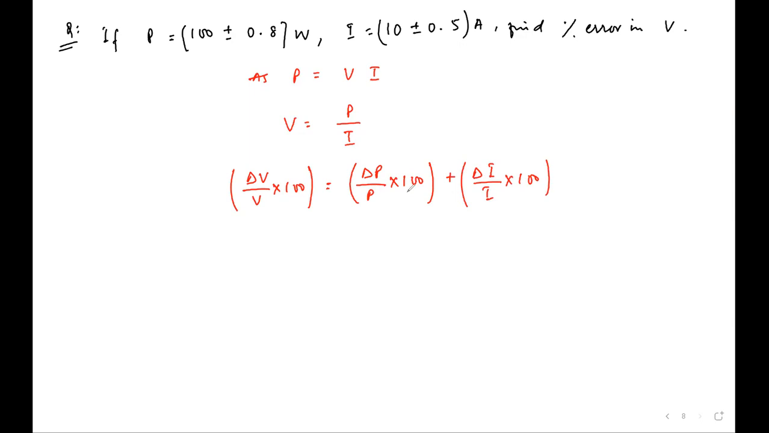Now just put the values of delta P, P, delta I, I in this whole part. P is this part, delta P is this part, I is this, and delta I is this. Just put all these values in this equation and simplify it. Try to solve.